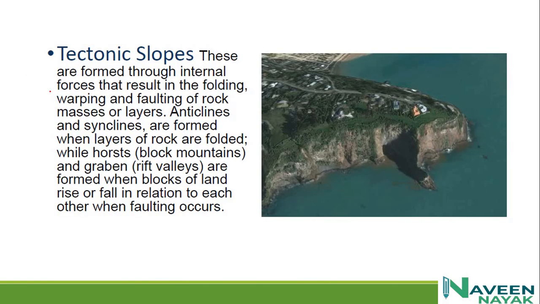Tectonic slopes. These are formed through internal forces that result in the folding, warping, and faulting of rock masses or layers. Anticlines and synclines are formed when layers of rock are folded, and graben rift valleys are formed when blocks of land rise or fall in relation to each other. You can see here, these are formed due to tectonic activities.